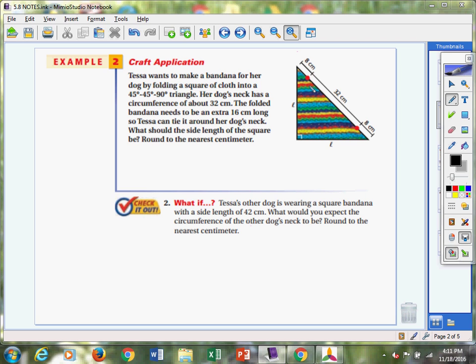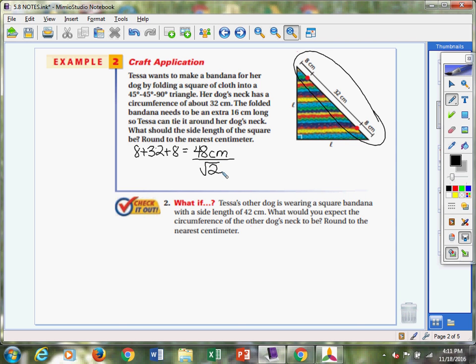Okay, you could actually figure this out using knowledge about a 45, 45, 90 triangle. So look at the picture, look at what we know. We know the hypotenuse. We know that the hypotenuse is 8 plus 32 plus 8, so that's 48 total centimeters. And so to work our way backwards to the leg length, we need to divide that by the square root of 2.